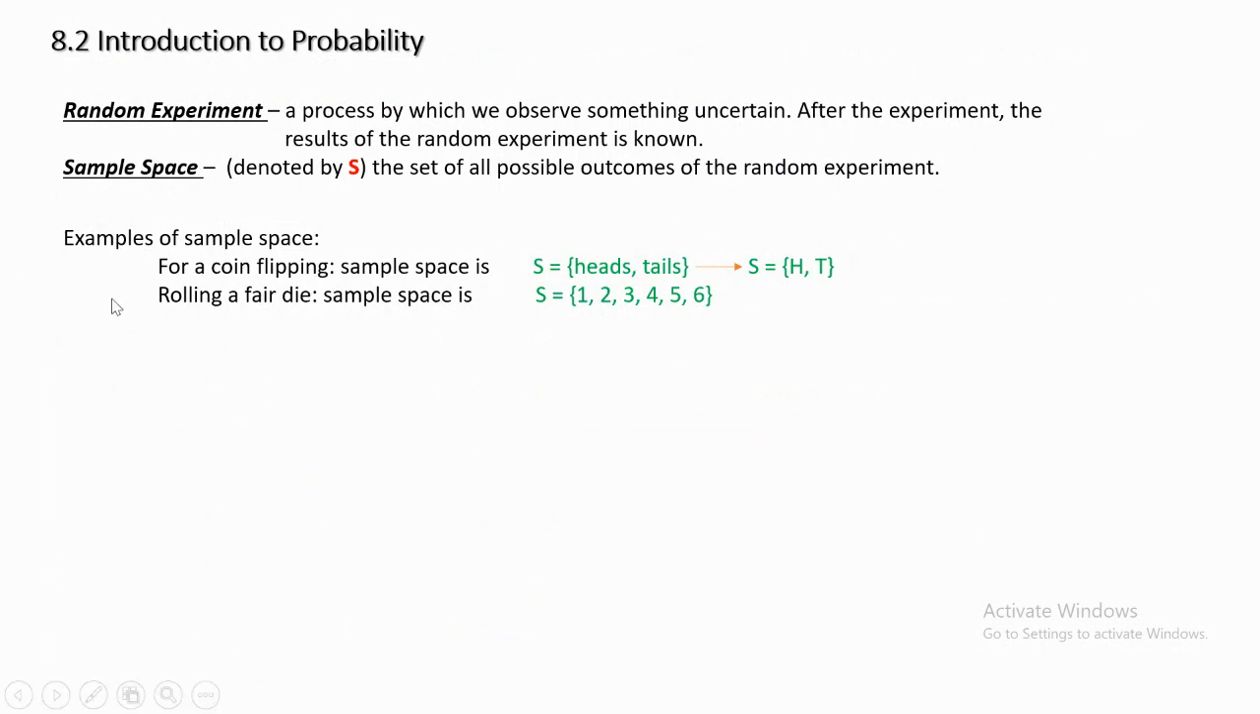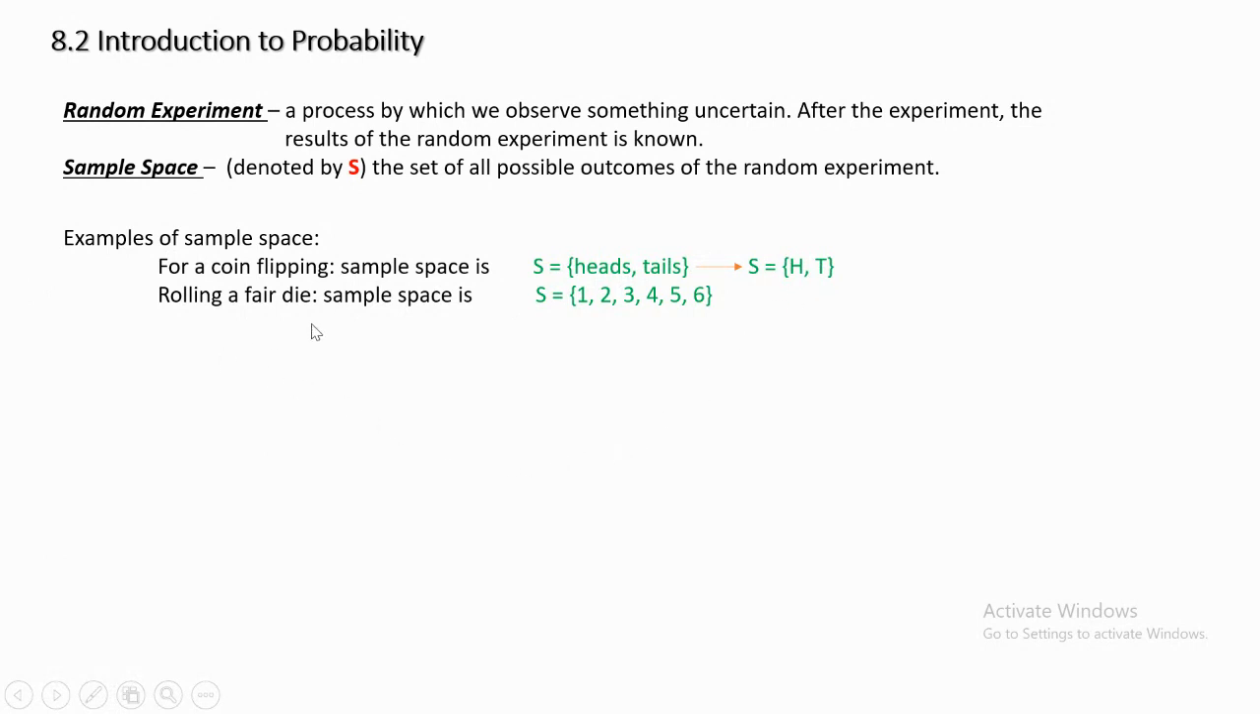So introduction to probabilities. Here we're talking about a random experiment, a process by which we observe something uncertain. After the experiment, the result of the random experiment is known. The sample space is denoted by S, the set of all possible outcomes of a random experiment. For example, for coin flipping, if we flip a coin, it's going to be heads or tails. So my sample space is H and T. H stands for heads and T stands for tails.